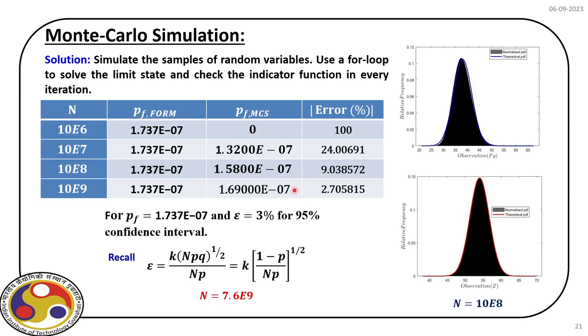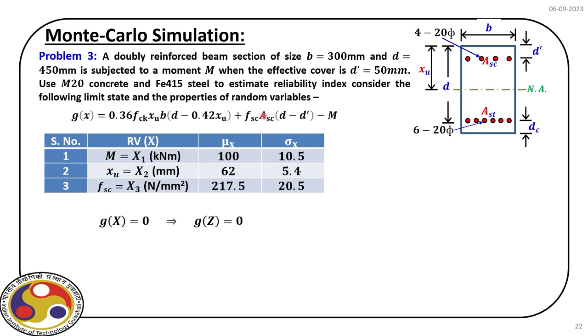So this again tells us how we can improve the estimate of PF when we go for Monte Carlo simulation. And ultimately, once we have the error well within acceptable limits, we can use that to verify the results.